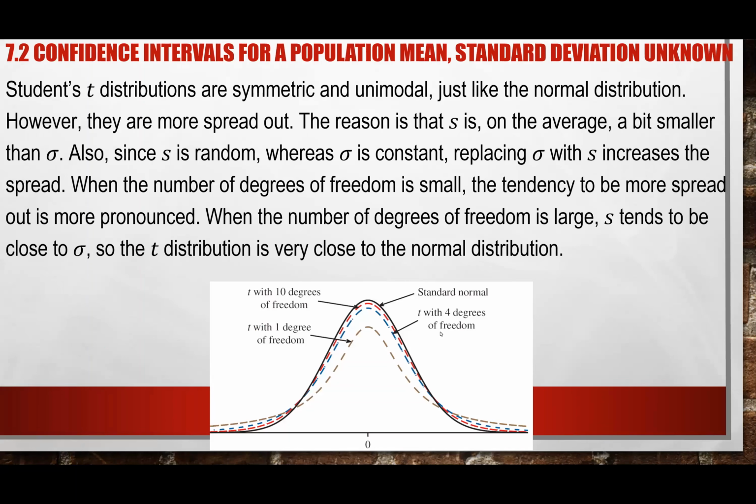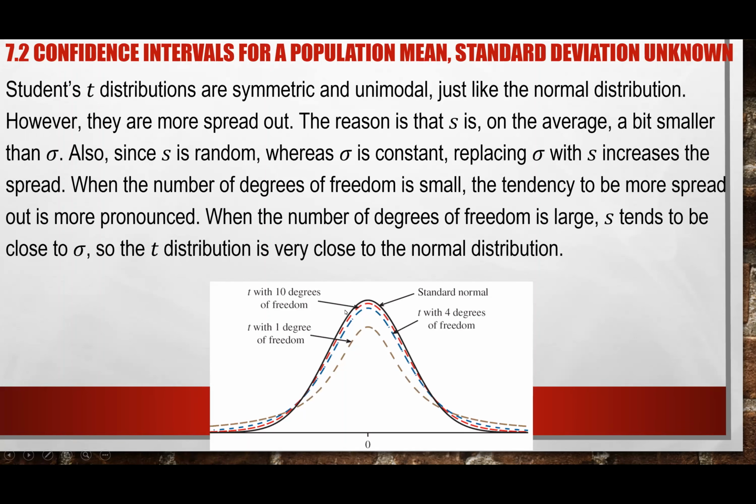Let's take a look at this. As I mentioned, a student t distribution is symmetric, very similar to a bell-shaped curve. It's just that if you have a small number of data, the t distribution is a little bit flatter and more spread out. And the more data you contain, the closer the distribution becomes to a standard normal curve.